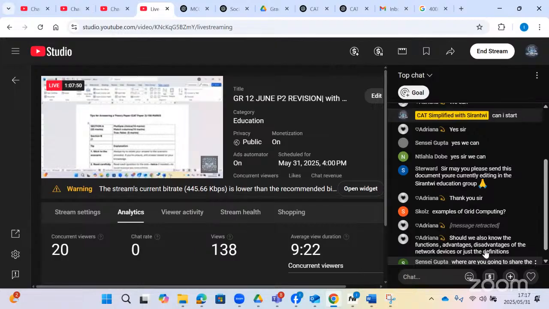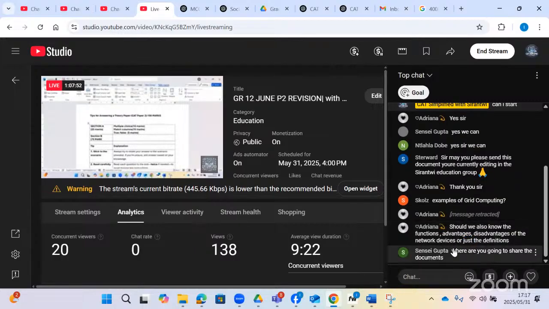Where am I going to share it? I'm going to share it right now through the WhatsApp group and all the various groups so that other educators can also share it with their learners. So I will share them through the SirAntwi WhatsApp group. And the questions that I gave you, I sent you the memo as well. So check the way I answered the memo, and then you also try to solve these questions yourself.